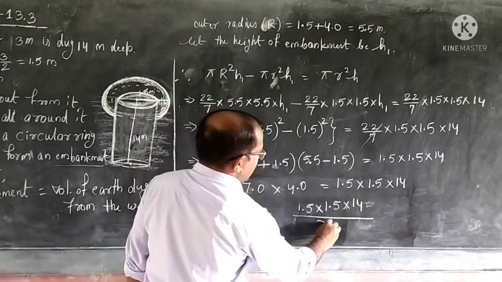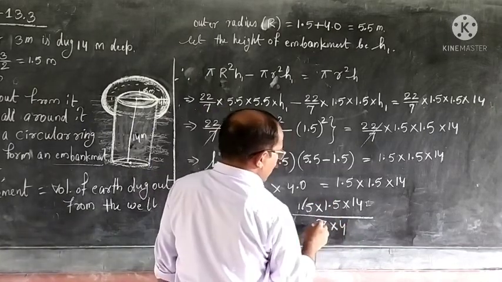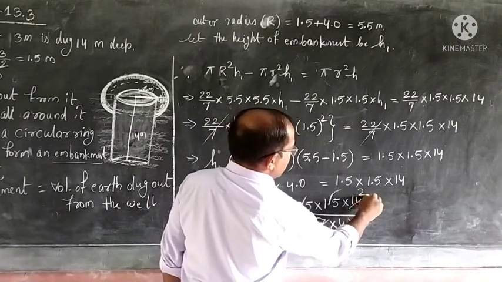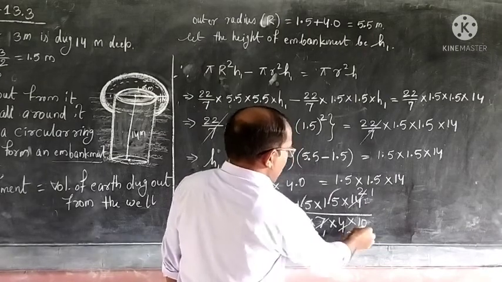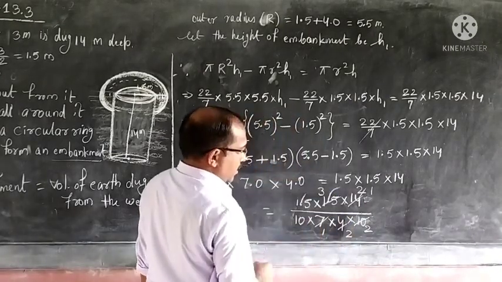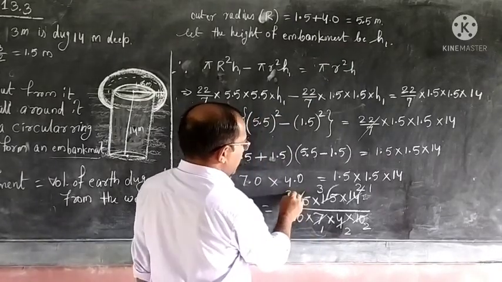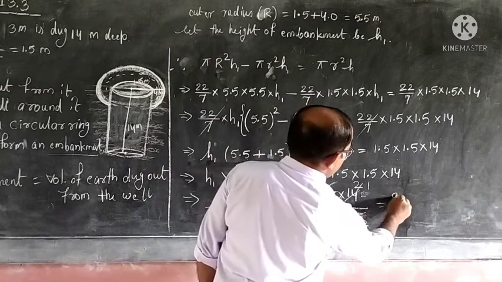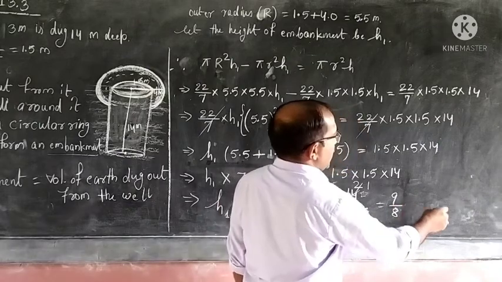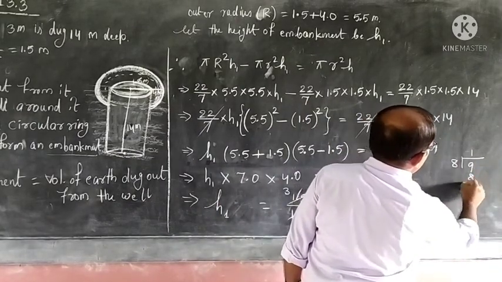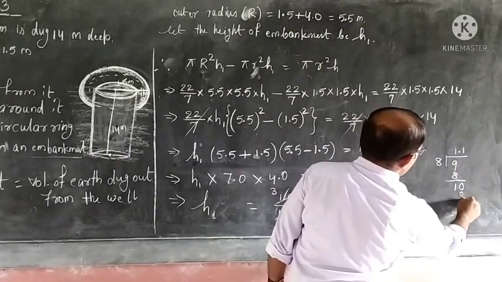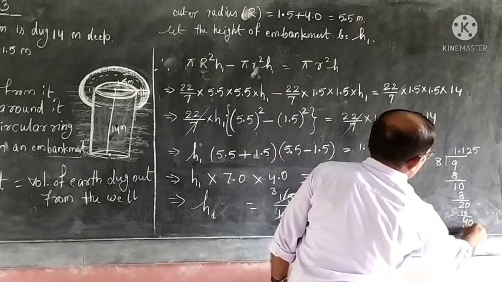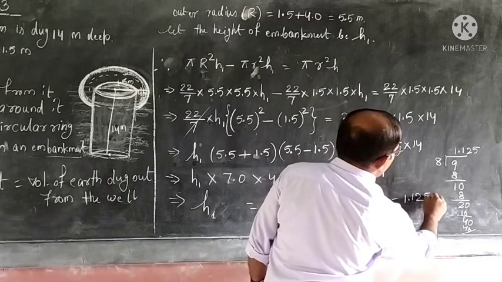Just take 7 and 4, remove the decimals, we will get 10, again remove the decimal, 10. Cut now, 7 ones are 7, 7 twos are 14, 2 ones are 2, 2 twos are 4, 5 twos are 10, 5 threes are 15. Now, we cannot cut. So, 15 and 10 we can cut, 5 threes are 15, 5 twos are 10. So, we get 3 into 3, 9, over 2 twos are 4, 2 fours are 8. 9 divided by 8, we convert to decimal, 8 ones are 8, 1.0, 8 ones are 8, 2 0, 8 twos are 16, remaining 4 0, 8 fives are 40. So, the height of the embankment will be 1.125 meters.